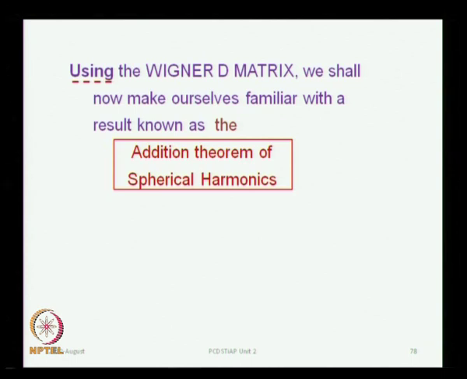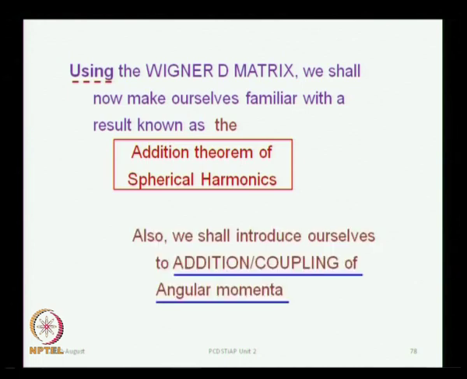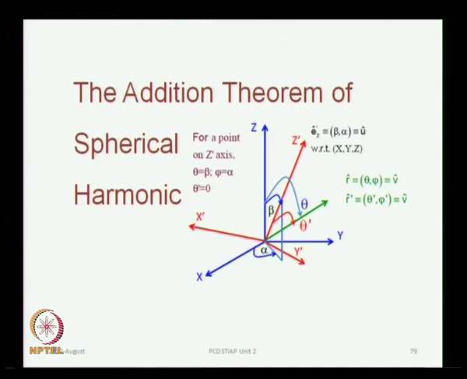So, we will use the Wigner matrix to establish a theorem which is known as the addition theorem for spherical harmonics. It has a lot of application in atomic physics and also in nuclear physics, and then we will also talk about adding angular momenta. So, have a quick look at this figure, but I am going to develop this figure a little more systematically.